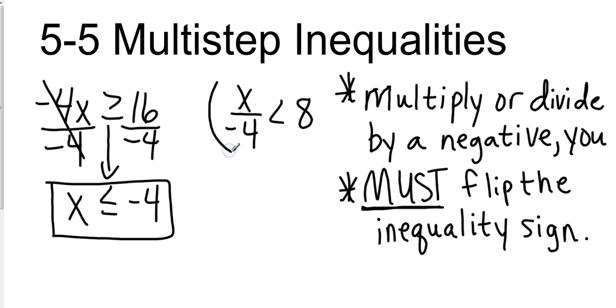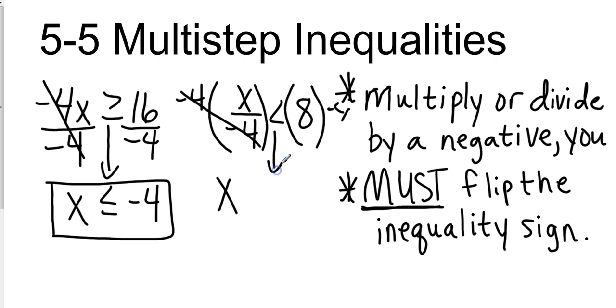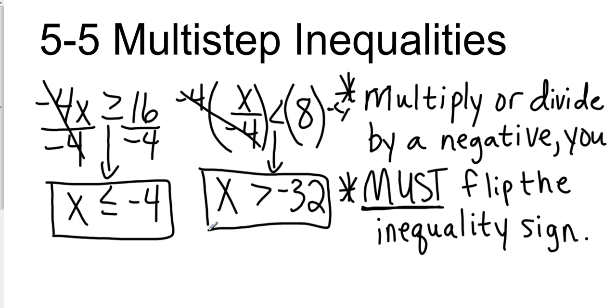Second example over here, I'm going to multiply both sides by negative 4. So those cancel. I have to flip the sign. And 8 times negative 4 is negative 32. It doesn't matter if the answer is negative. It matters what you are multiplying or dividing by. Again, multiply or divide by a negative number, flip the sign. So let's look at some bigger problems.